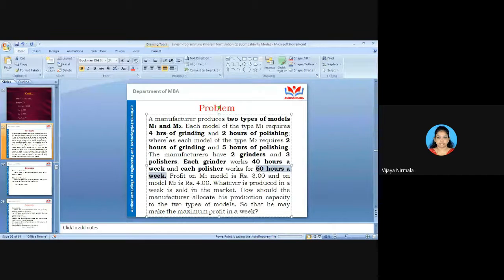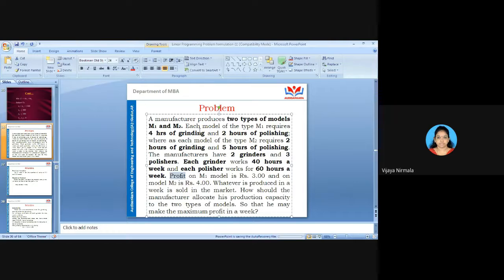And see the profit on the M1 model. In this problem they have given the profit. Profit in the sense, is this problem related to maximization or minimization? Maximization. Profit means maximization. You have to keep that in mind.